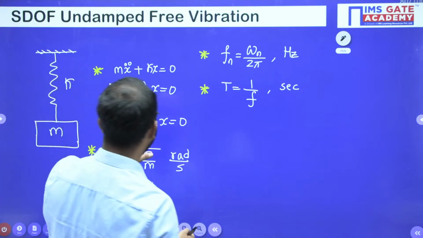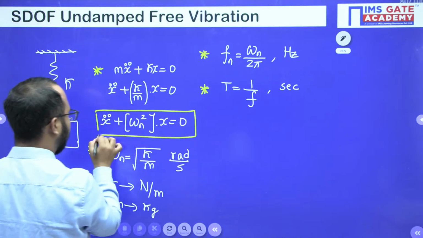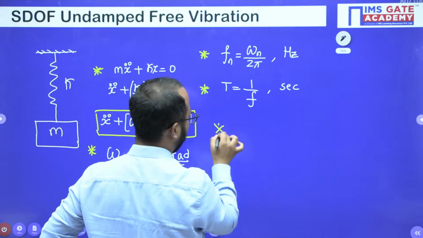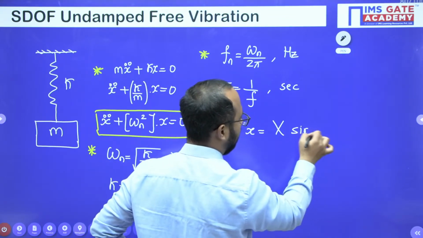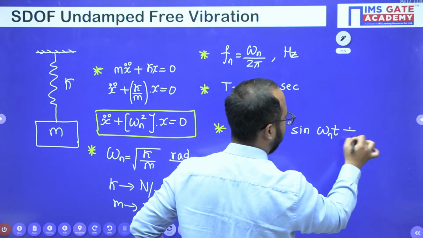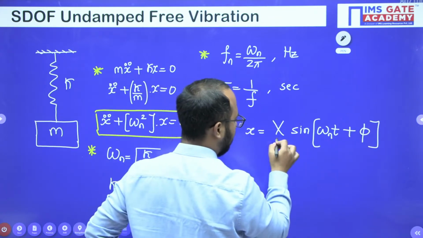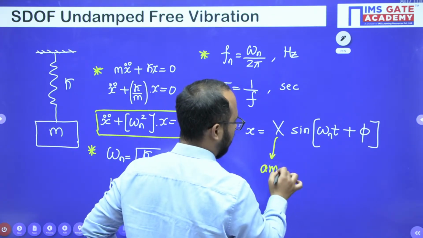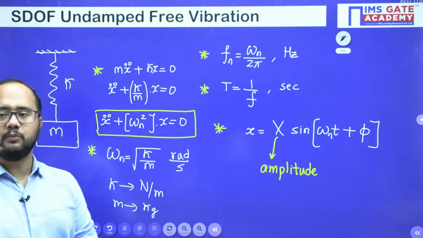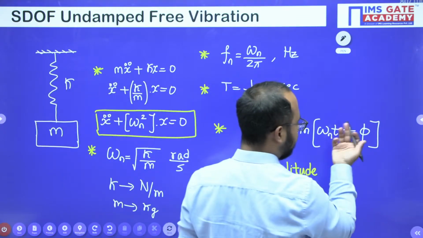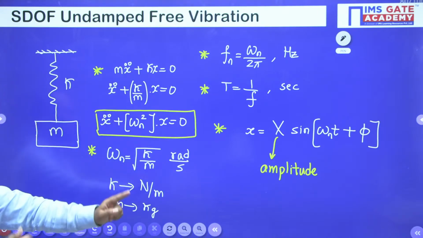Now for this equation of motion, guys, you should understand what solution they have provided. X equals capital X sine of omega n t plus phi. This is the solution you should remember. Capital X is the amplitude, the maximum displacement of your system from its mean position. Omega n is the natural frequency, t is the time, and phi is a constant here. So this is the formula you should remember, everyone.